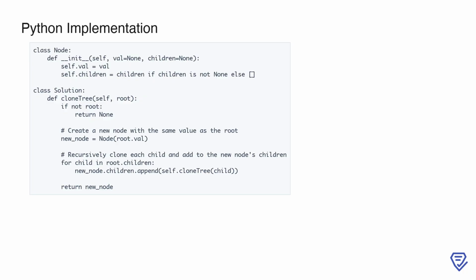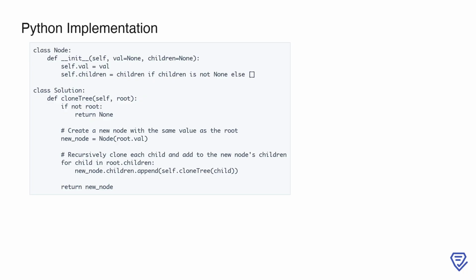5. Recursive cloning of children. The method iterates over each child in the children list of the current root node. For each child, it recursively calls cloneTree, cloning the subtree rooted at that child. The cloned child is then appended to the children list of the newly created node, new_node. This ensures that the entire subtree structure is replicated. 6. Return the clone tree. Once all children of the root have been cloned and added to new_node, the method returns new_node, which represents the root of the clone tree.